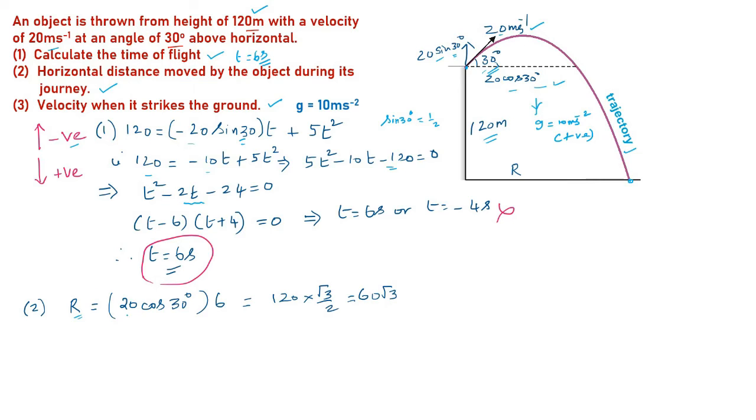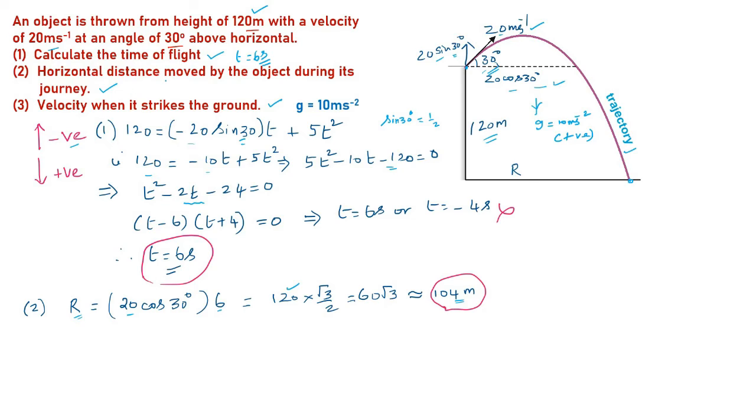Here you have 20. Here you have 6. So 120. Cos 30 is root 3 by 2. This 2 and 120 you can cancel by 2, so 60 root 3, which on simplification will give you 104 meter as the answer.